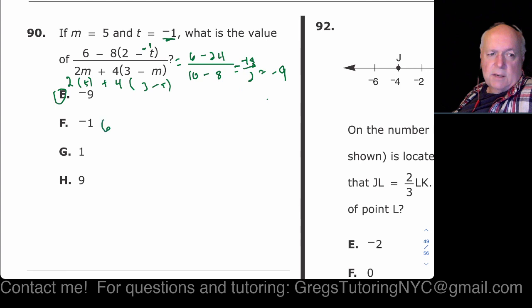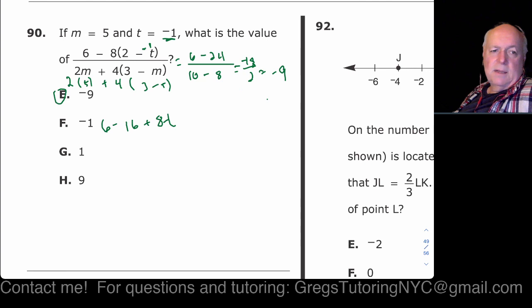minus 8. Oh, wait, sorry, we're expanding that out. So minus 8 times 2 is minus 16. And then minus 8 times minus t is plus 8t, right? Because we have a minus minus there.